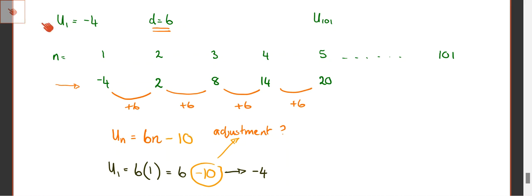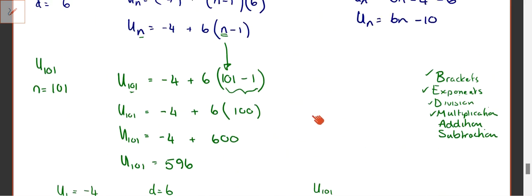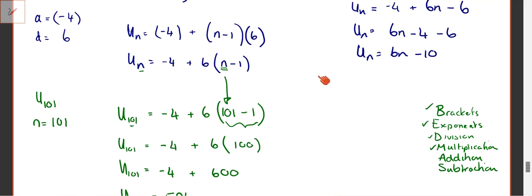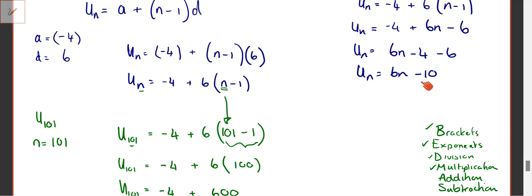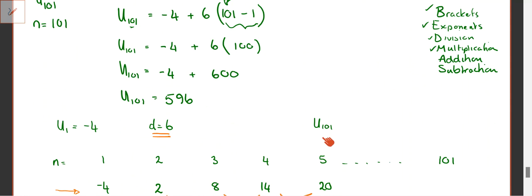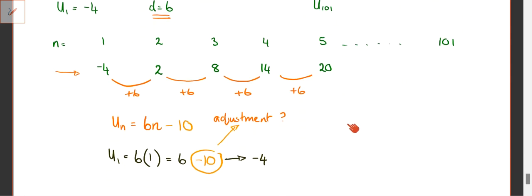Now, just to check, we had 6n minus 10 there. What did we have before? Well, we had this, but when we multiplied it out, we ended up with 6n minus 10. Okay, it's good that we get the same thing. Right.